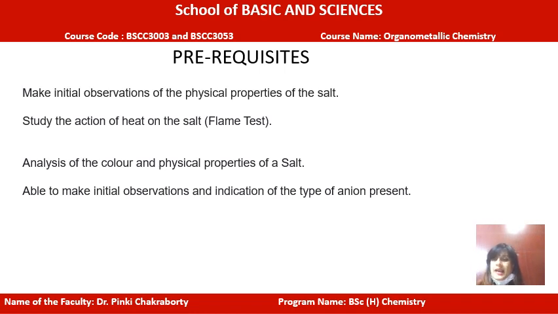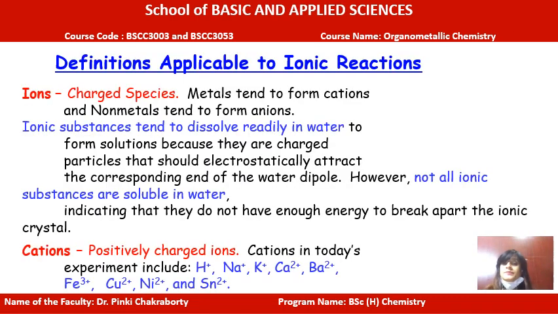Suppose some rotten egg smell is coming out. That means your brain should work that in the salt you might be having some sulfur containing anion. Suppose some ammonia smell is coming out, then you have to understand, okay, that means some nitrogen containing cation must be present in the salt. So these are the prerequisites that students should know before they are going for this type of analysis.